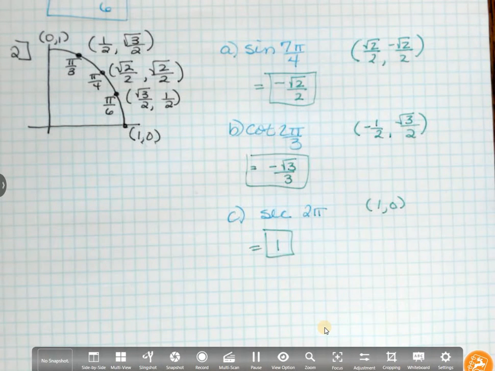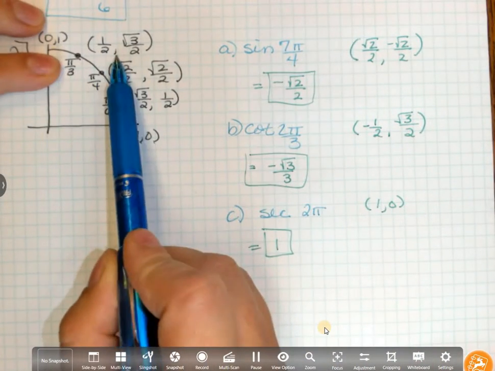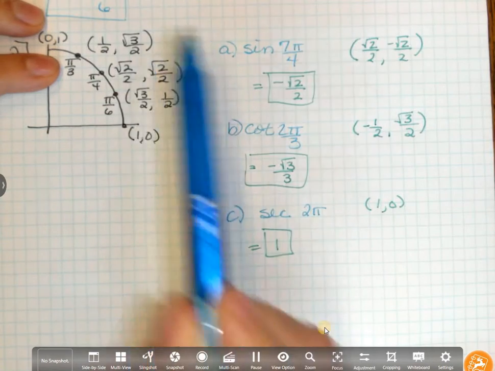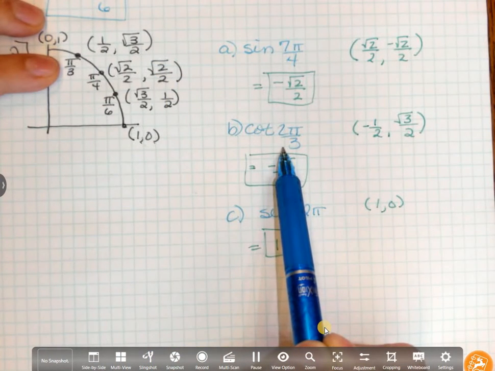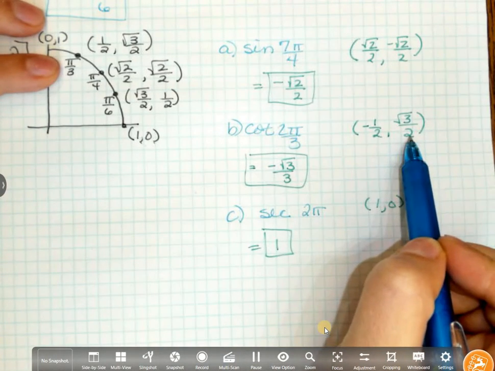Yes, ma'am? For B, so 2 pi over 3, I know my pi over 3 coordinate is 1/2, root 3 over 2. But 2 pi over 3 is going to be in which quadrant? Quadrant 2. So that means it's going to be negative positive.